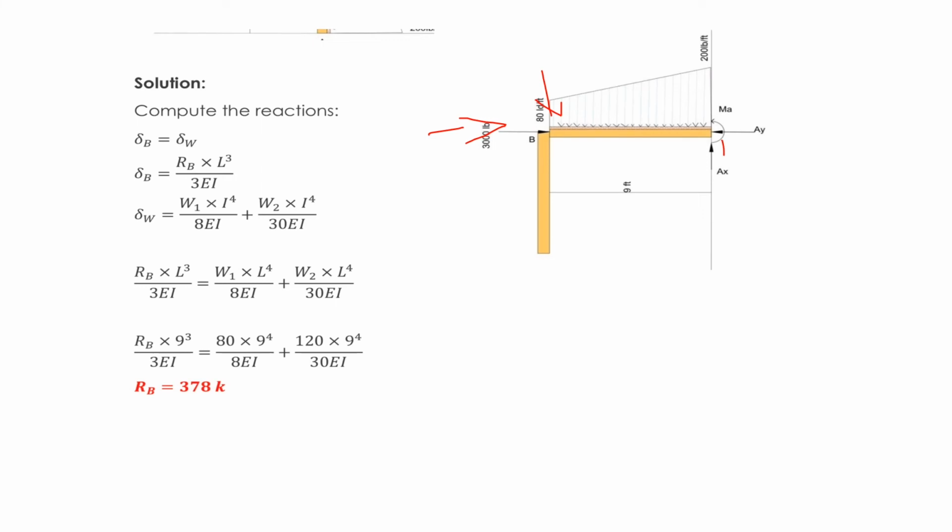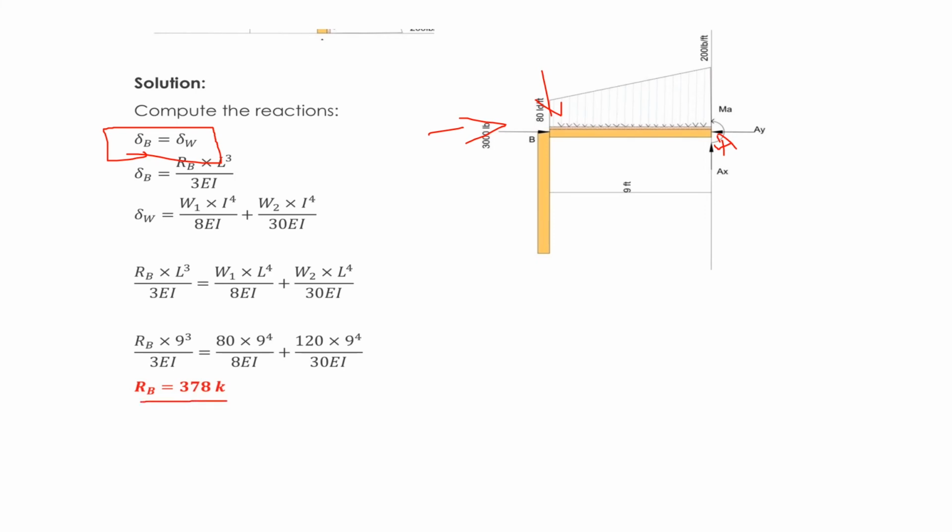So the moment is going counterclockwise at point A. So we compute the reaction. So delta B is equal to delta W. So we have to separate it out by using the reaction equation. So delta B is equal to RB times L cubed over 3EI. So we come up with solving this equation, and we get RB equal to 378 kips.